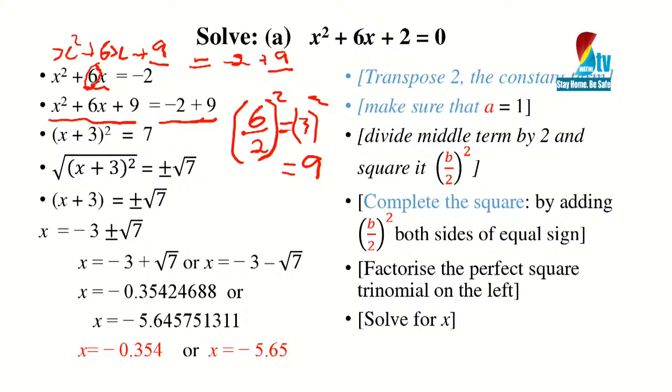When you simplify the right hand side, negative 2 plus 9 gives us 7. On the left hand side, we have to factorize this expression. When you factorize a perfect square trinomial, you get a square of a binomial. The first term is the square root of the first term, which is x. The other term will be half b. Remember, half b was a positive 3, so it's going to be plus 3. So that is the left hand side factorized.